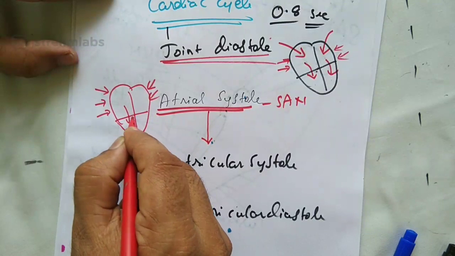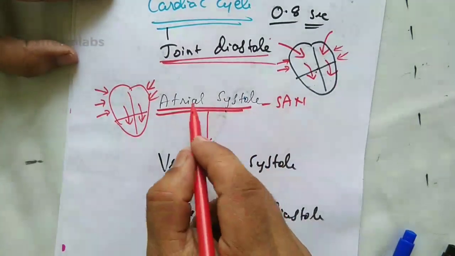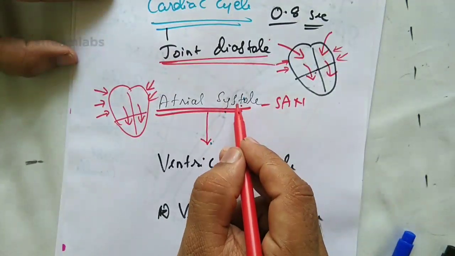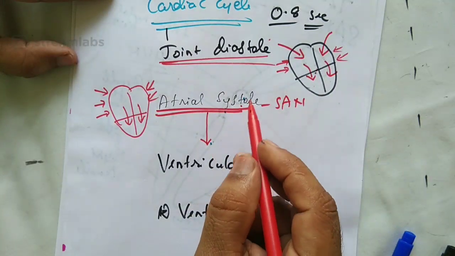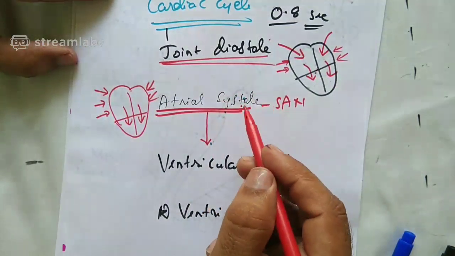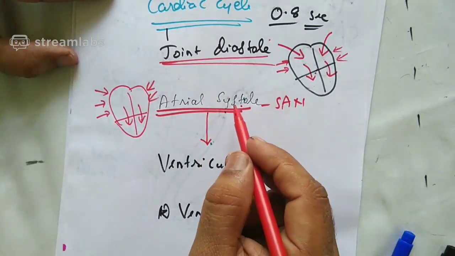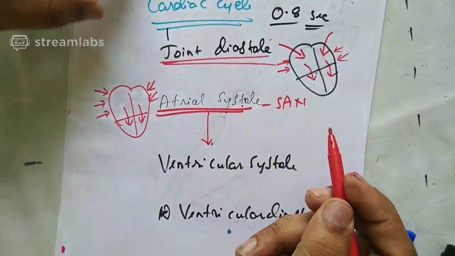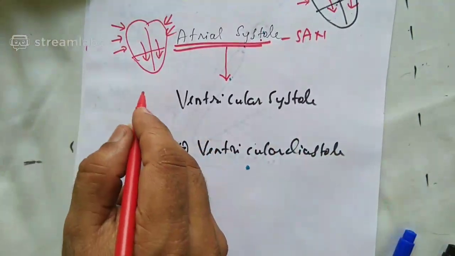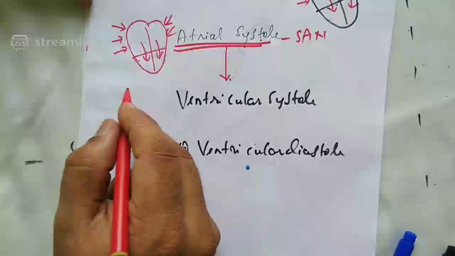The blood will rush into the ventricles, and that is called atrial systole. Blood will rush into the ventricles. The speed gets 30% faster when the blood flows into the, which one? Ventricles. After that, what happens? Now, when the blood has reached the ventricle, what happens?